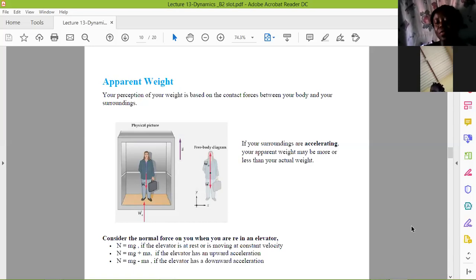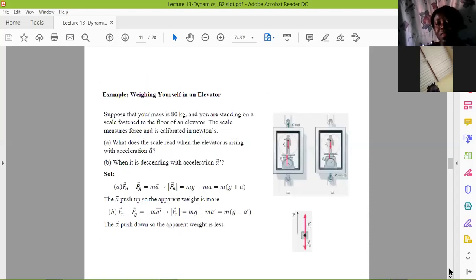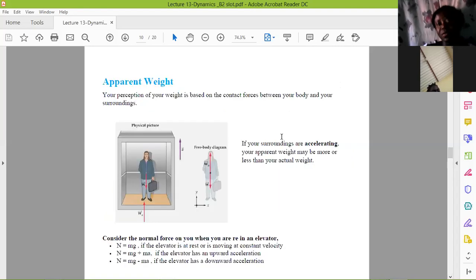When you are in the elevator, if the elevator is not moving, then your normal force is equal to your weight. You mostly feel the same like that. But when the elevator is moving up, let me say if the elevator goes up, then you feel heavier than when you go down.